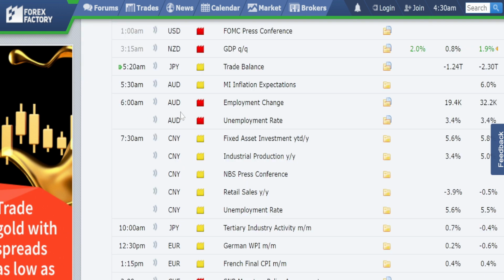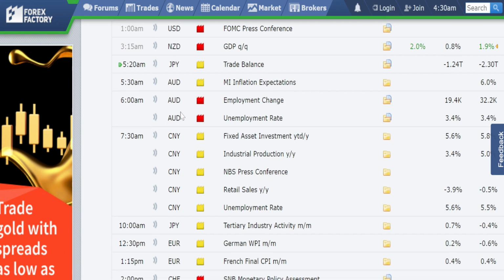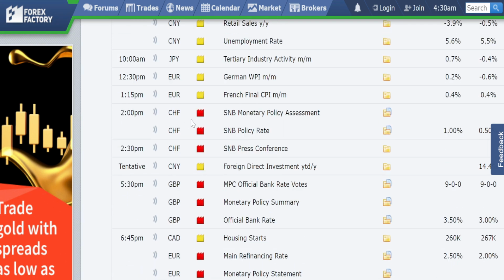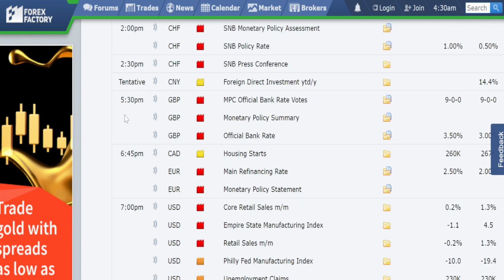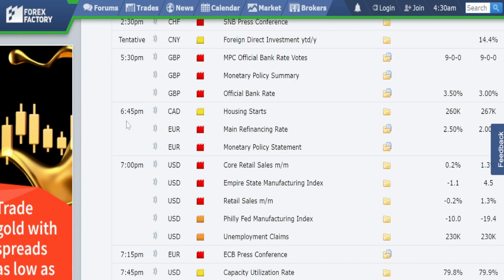At 6 AM we have high impact news planned for Australian dollar related currency pairs. At 2 PM we have high impact news for Swiss franc related currency pairs. And at 5:30 PM we have high impact news planned for British pound related currency pairs. And at 6:45 PM we have high impact news planned for euro related currency pairs, followed by which at 7 PM we have high impact news planned for US dollar related currency pairs.